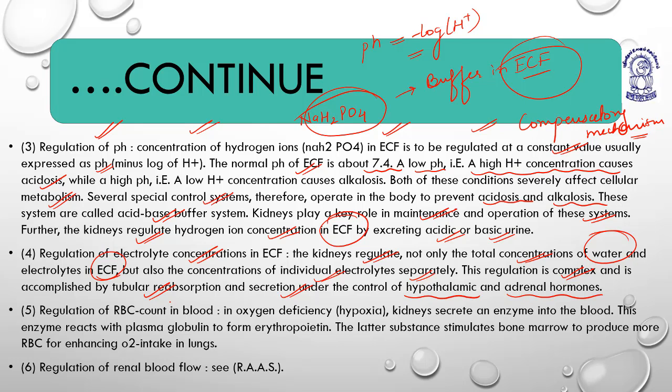Now, the regulation of RBC count in blood, that is erythropoiesis in oxygen deficiency or hypoxia. The kidneys secrete an enzyme in the blood. This enzyme reacts with the globulin of plasma to form erythropoietin. The latter substance stimulates the bone marrow to produce more RBC for enhancing O2 intake in the lungs. To form more oxyhemoglobin, they need more RBCs, more hemoglobin. That is why it is important to produce more red blood corpuscles, if required.